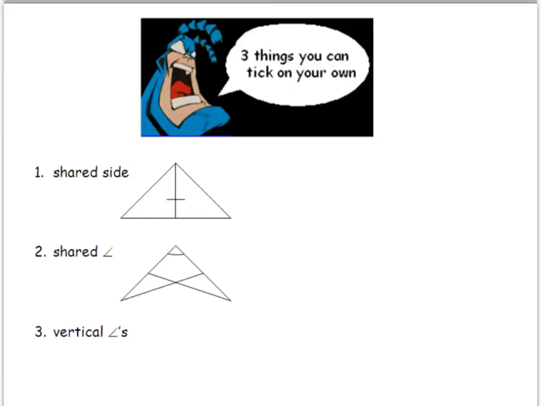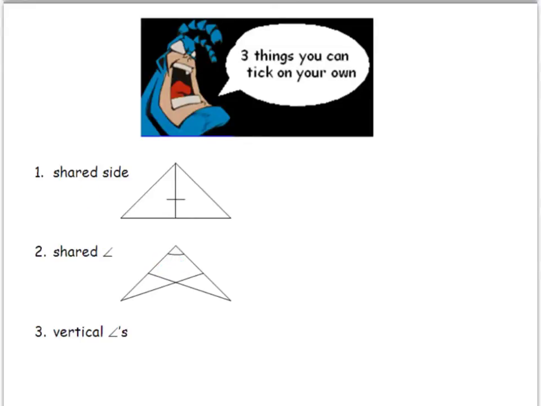Next, you can use angles that are shared between 2 triangles. If you notice, it almost looks like I've got 2 triangles that are overlapping each other here. And when they overlap, they share this top angle. So you are allowed to say that this top angle is congruent between the 2 triangles.